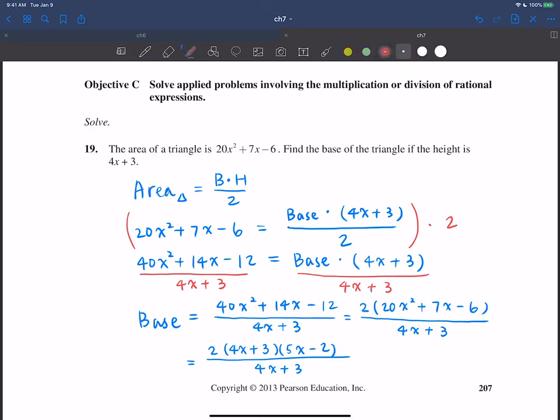Now let's cross out the common factor, 4x plus 3, and write down our final answer. It's simply 2 times 5x minus 2. Let's distribute that 2. Our final answer is 10x minus 4. And that is the base of the triangle.